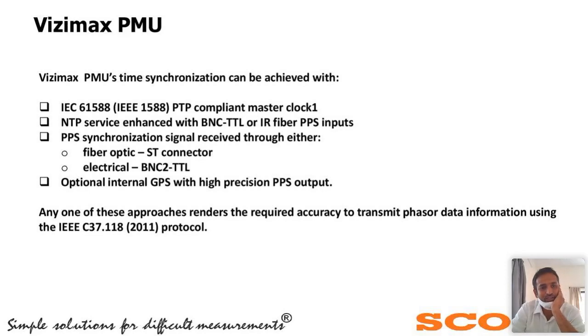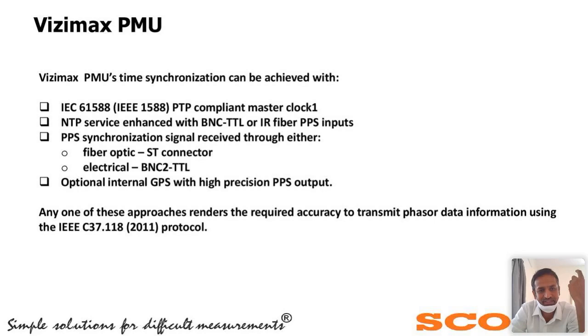These we have mostly covered, like IEC 61588. This is the time synchronization compliant master clock. NTP signal is also supported with the BNC TTL connector, and IR fiber PPS input is also available. So depending on your requirement, you can order accordingly. PPS synchronization is received either through the optical fiber ST connector or the electrical BNC connector. So for any PPS signals you give to the PMU, if you have an ST connector you can connect it, or you can connect a BNC connector.